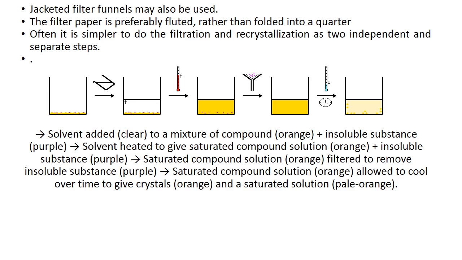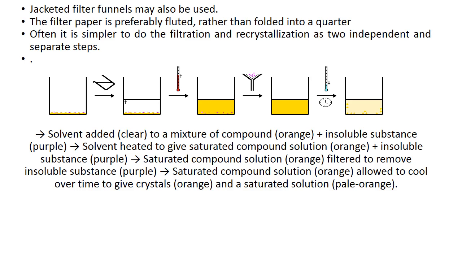A jacketed filter funnel may also be used. The filter paper is preferably flat rather than folded into a quarter. Often, it is simpler to do the filtration and recrystallization as two independent and separate steps. This is: dissolve compound A and compound B, which is the impurity, in a suitable solvent at room temperature. Then they are filtered to remove insoluble compound or glass, the solvent is removed, and then recrystallize using any of the methods listed above.